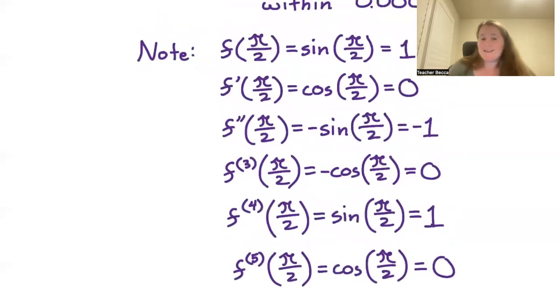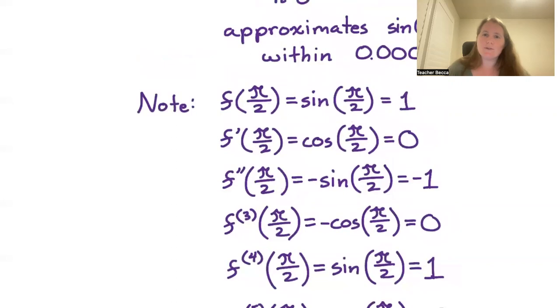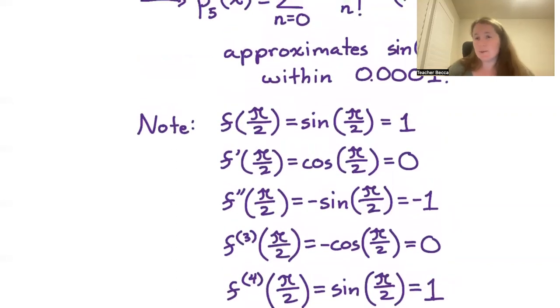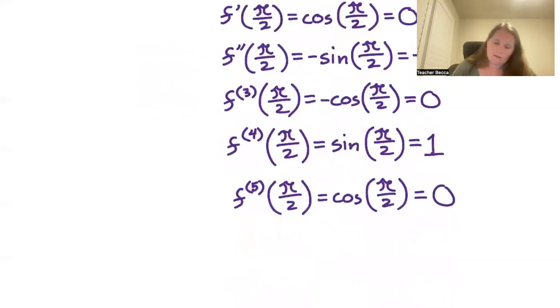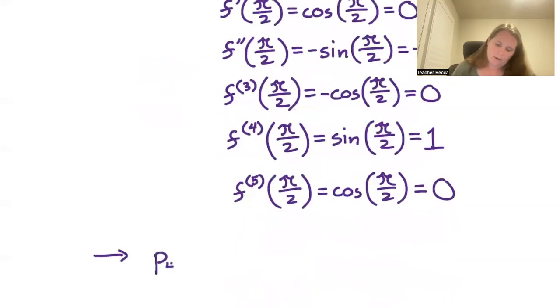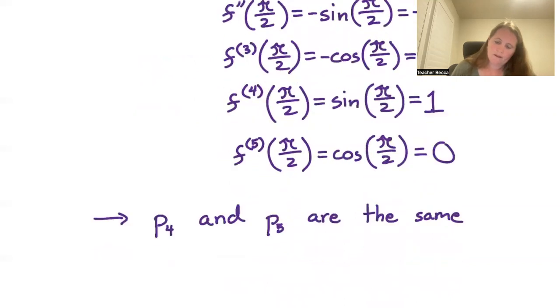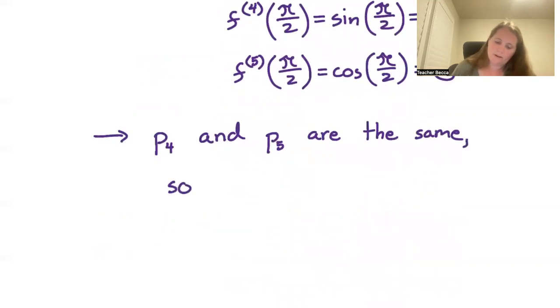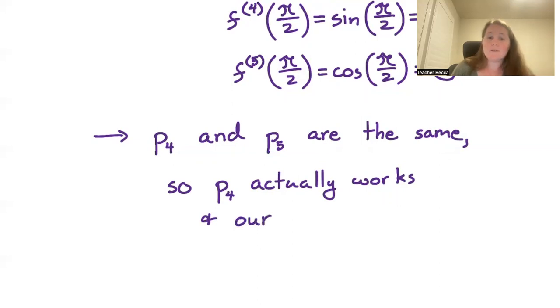So in this particular case, it winds up that the fourth and fifth degree polynomials are the same. So we actually could have used the fourth polynomial. It's just that our error bound was generous. So this means that P sub 4 and P sub 5 are the same. So P sub 4 actually works. And our bound was generous, right?